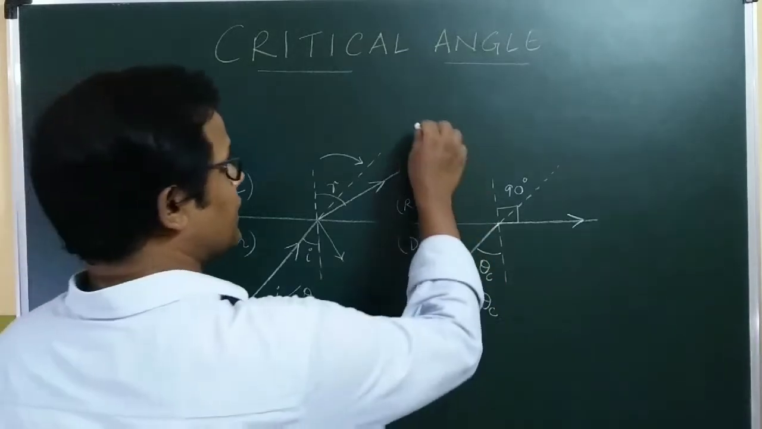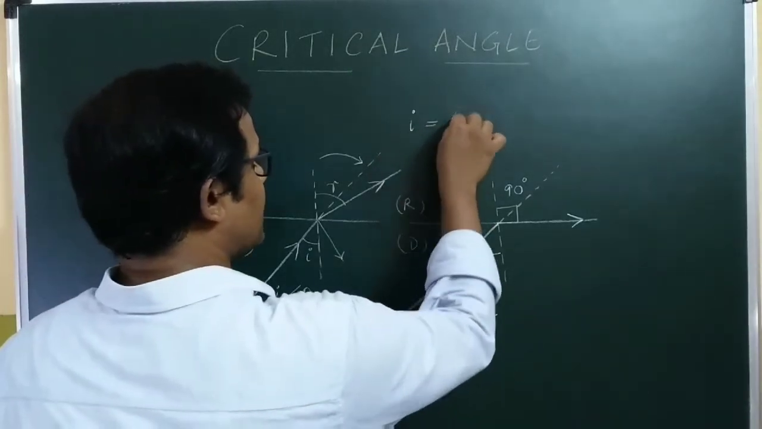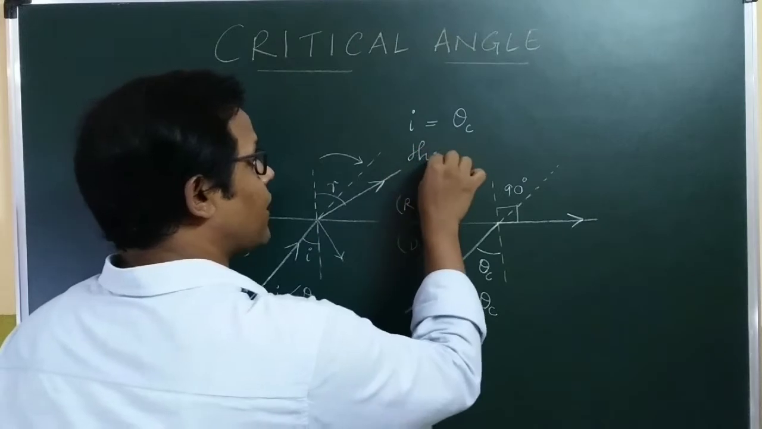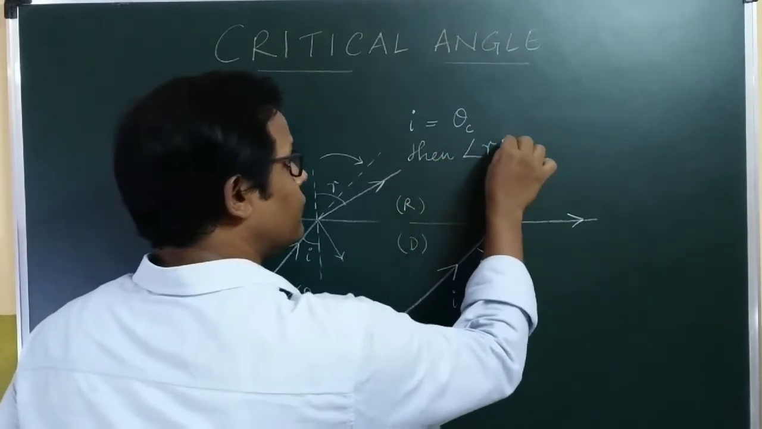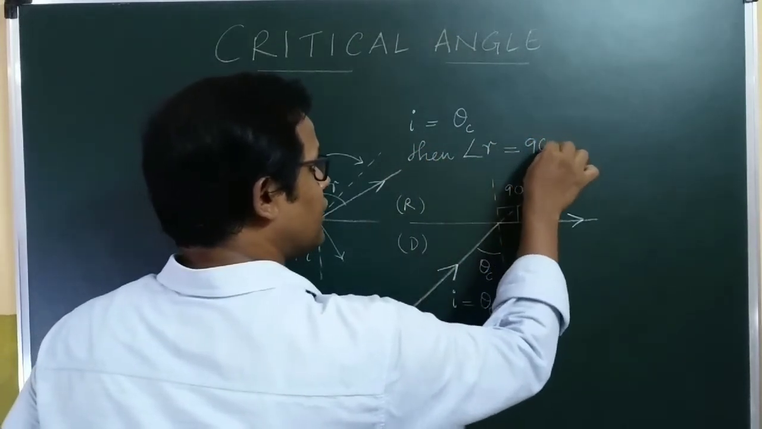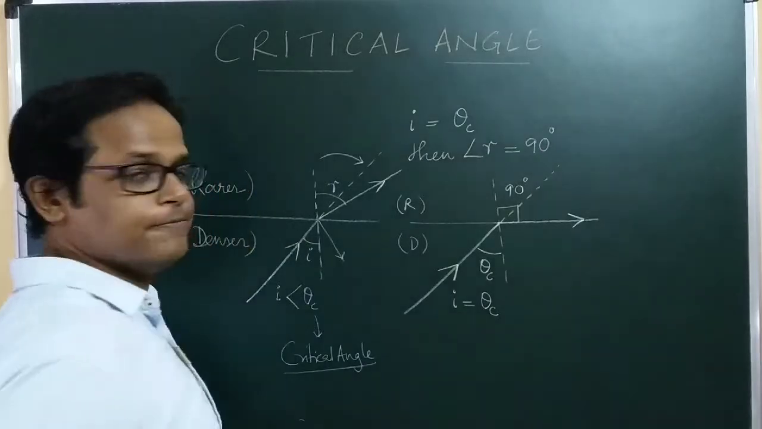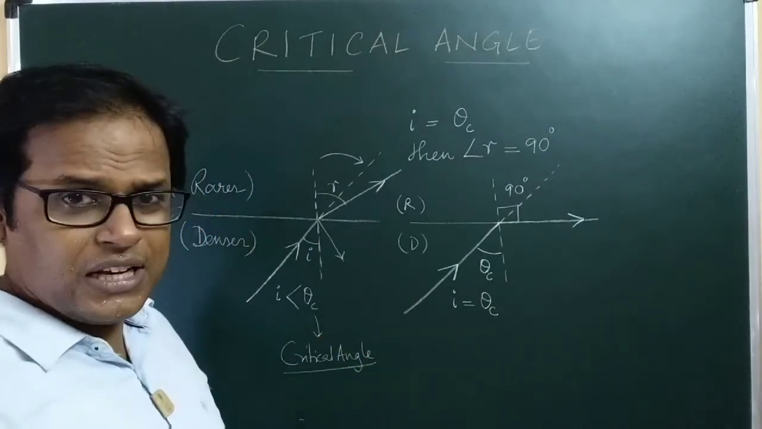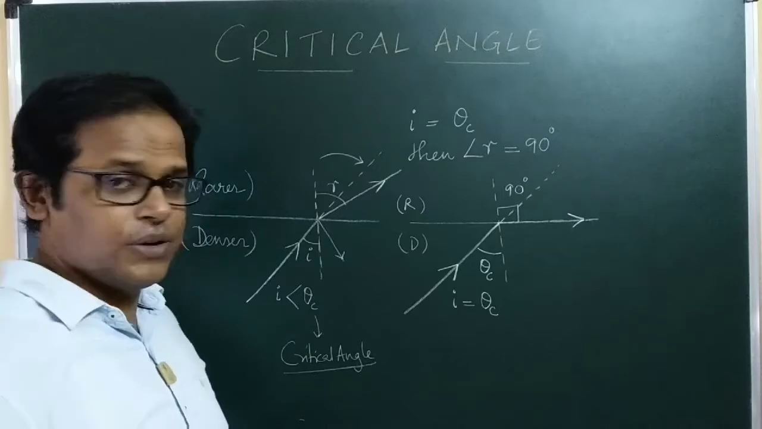So if i is exactly equal to the critical angle of incidence, then we find that the angle of refraction becomes exactly equal to 90 degrees. That's it. Now you will be getting still more curious about it.